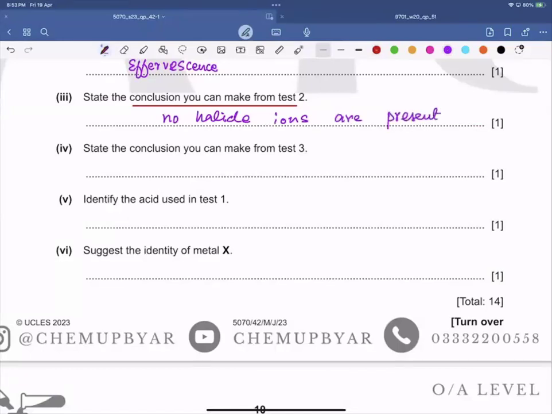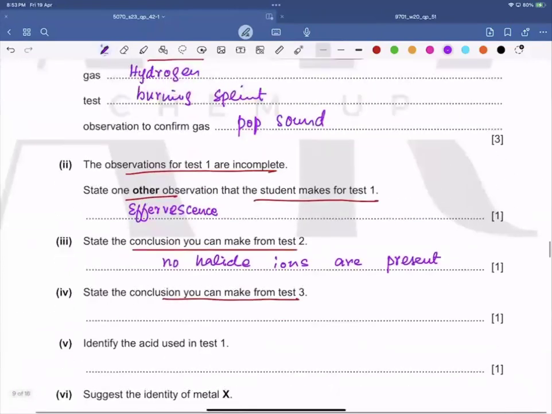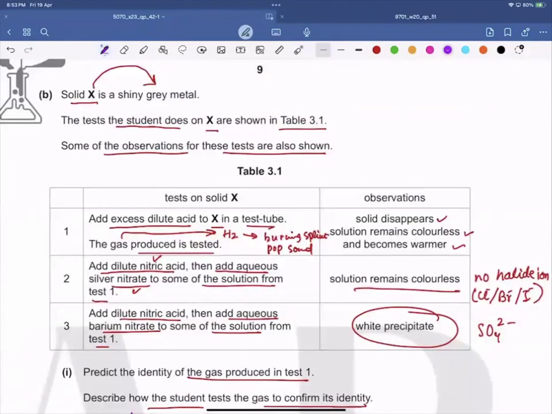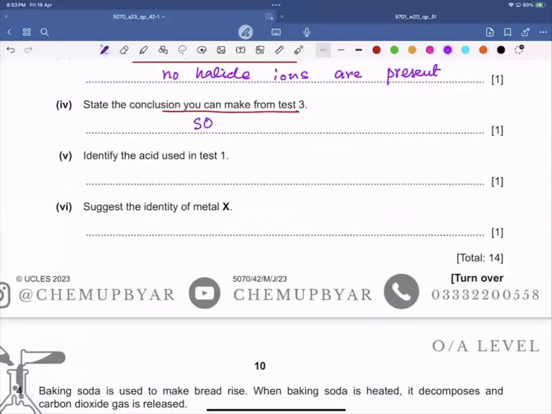Now, state the conclusion you make from test 3. In test 3, when we added barium nitrate, we got the white precipitates, and from that we concluded that the sulfate ions are present, right? Sulfate ions are present. Okay. Now they are asking to identify the acid used in test 1.